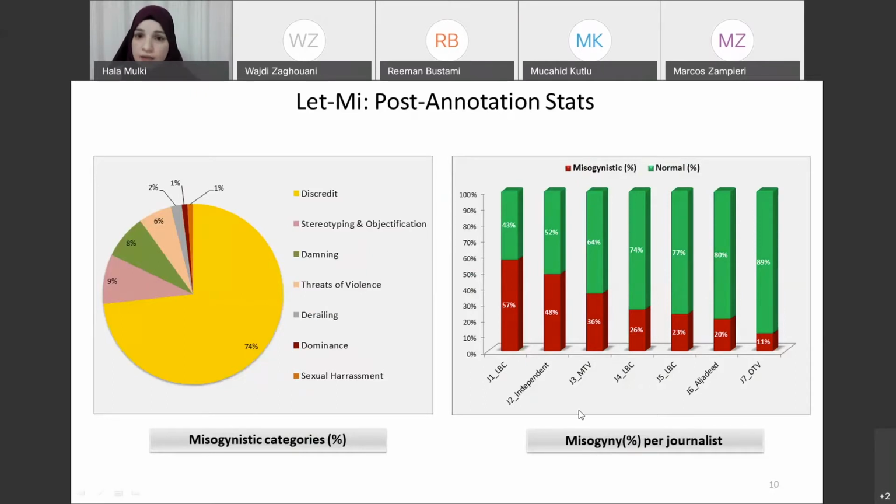On the other hand, we also explored the share of misogynistic content each journalist received during the collection period. As we can see here, regardless of the news agency each journalist represents, and regardless of the material, whether it's neutral news or opinion, all of them got a share of misogynistic content. This means that women working in media are attacked for just their gender identity.